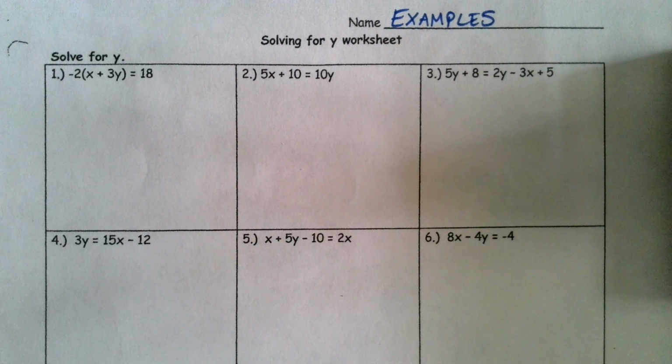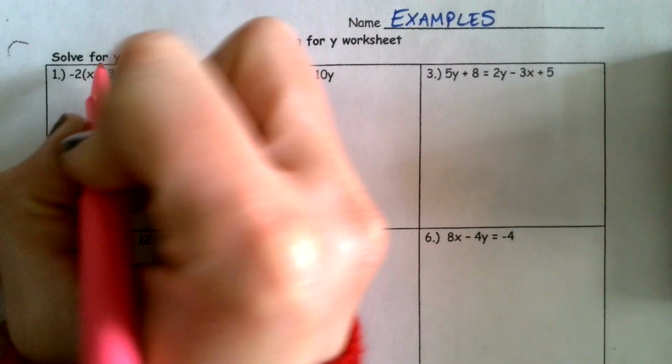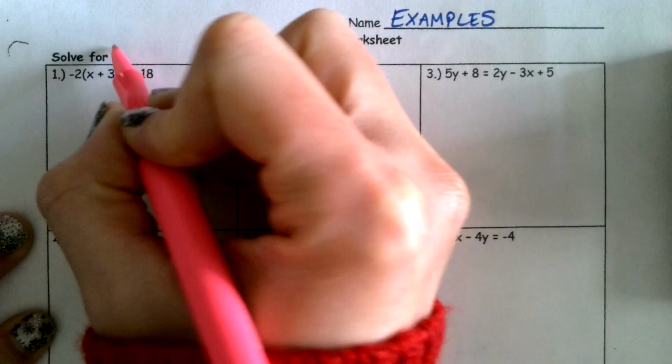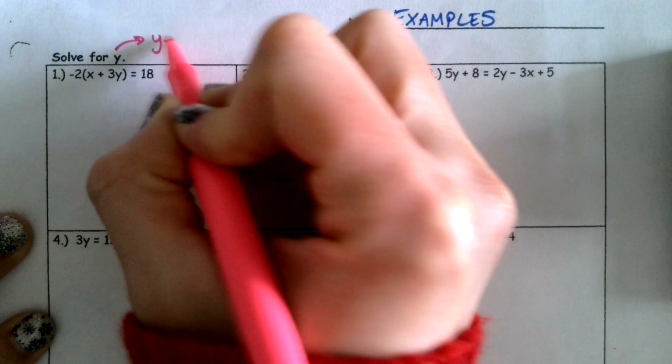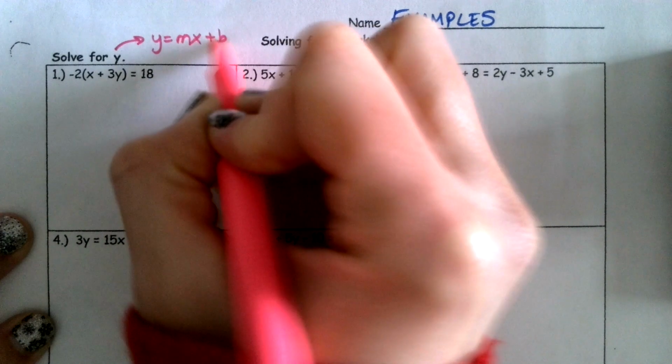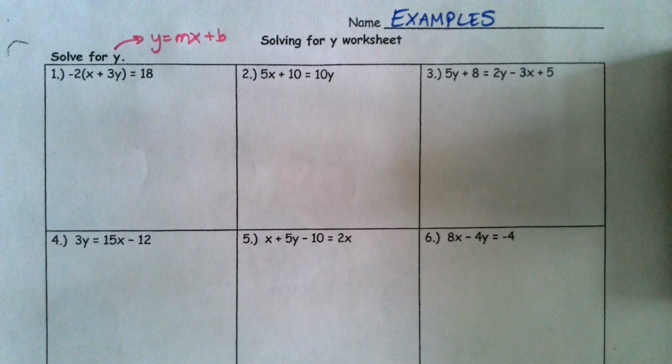So we want it so that it just has y equals, and again, the idea with this is that we're getting it into slope-intercept form, which is the form of an equation that helps us more easily graph the equation in the coordinate plane. So when it says solve for y, we're essentially trying to get it so that it says y equals mx plus b. So that's the goal for each of these.